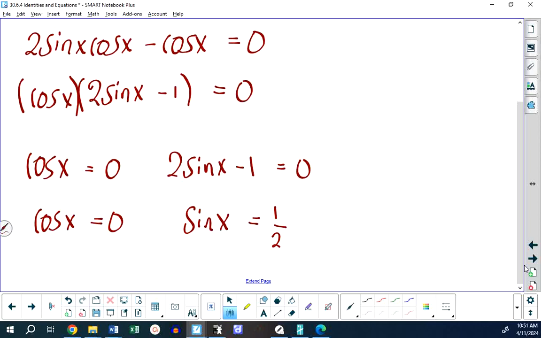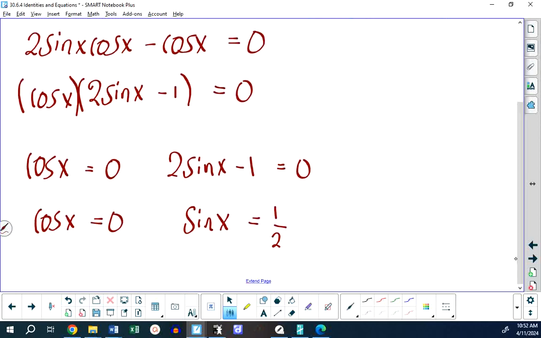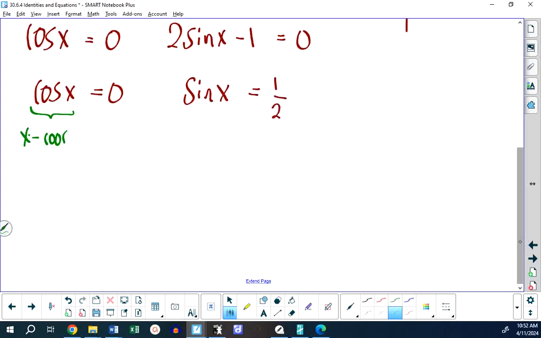So now all we need to do is identify in this domain from 0 to 2 pi, first of all, not the angles, but the positions on the unit circle where cosine of a rotation is 0 and where sine of a rotation is 1 over 2. So when we take a look at that, cosine is 0. Once again, going back to Unit 3, this is the x-coordinate on the unit circle.